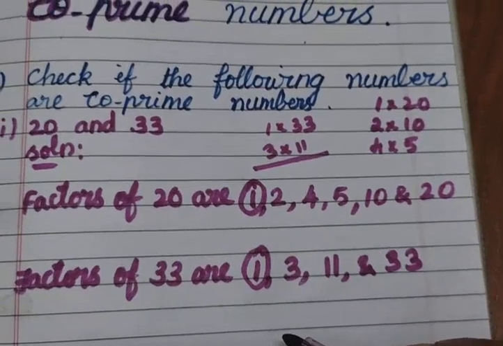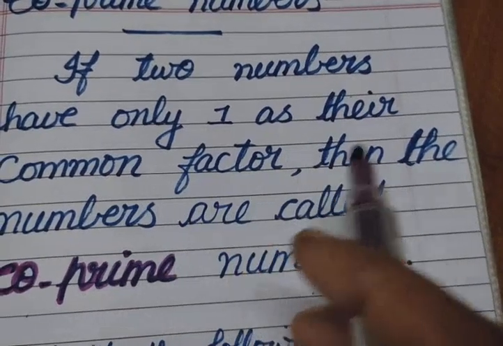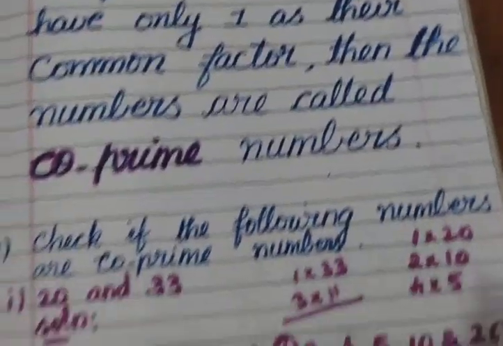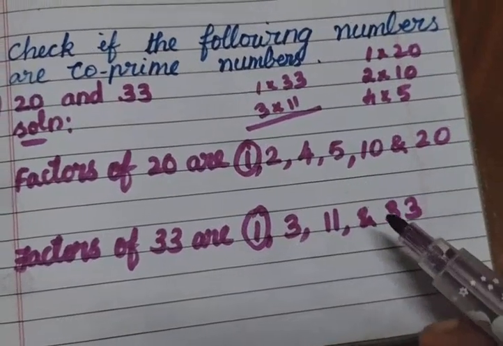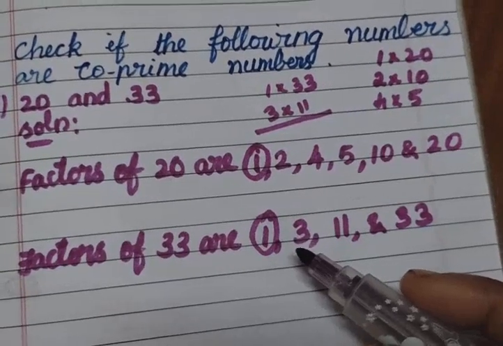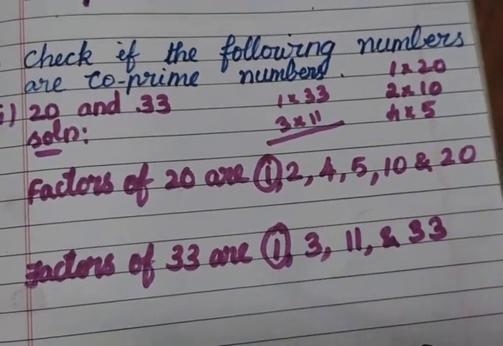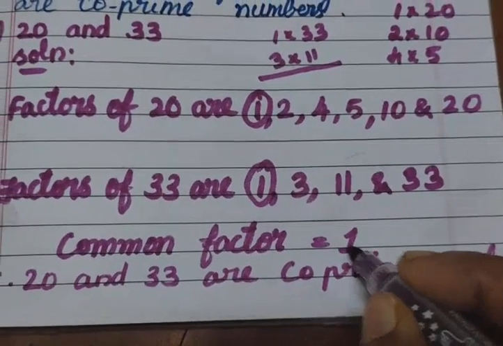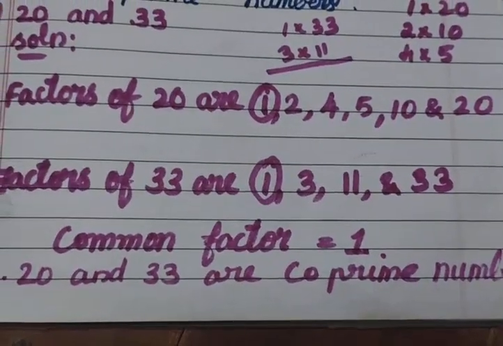Okay children. As per our definition, if two numbers have only 1 as their common factor, then the numbers are called co-prime numbers. Here we wrote the factors of 20 and the factors of 33. In these two, 1 is the common factor, is it not? So we can say 20 and 33 are co-prime numbers. Understood children?